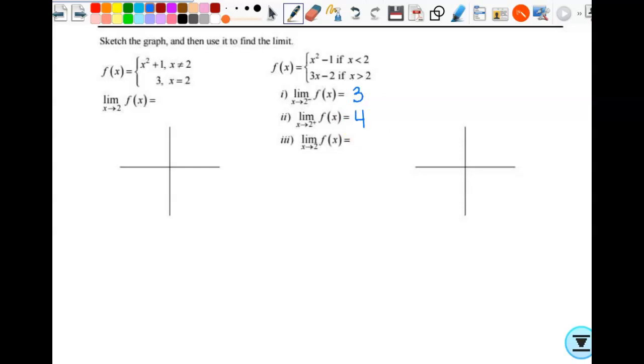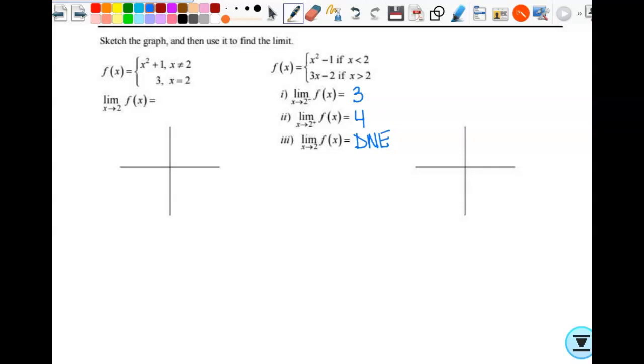So what is the limit as x approaches 2? Does not exist. Very good. And then why doesn't it exist? Because they're not the same, okay? So you're right. I agree with you. I know you know what that means.